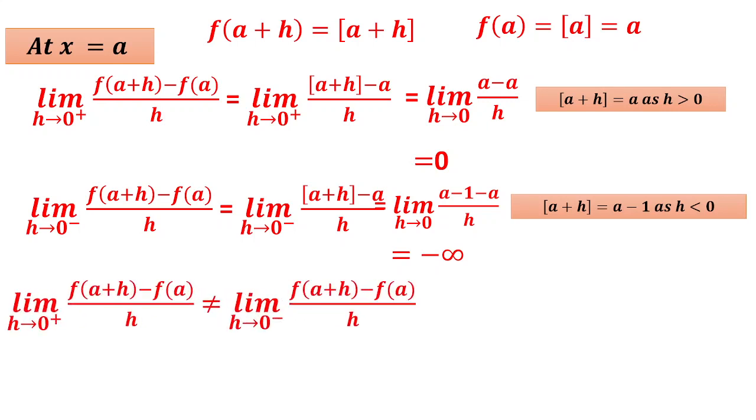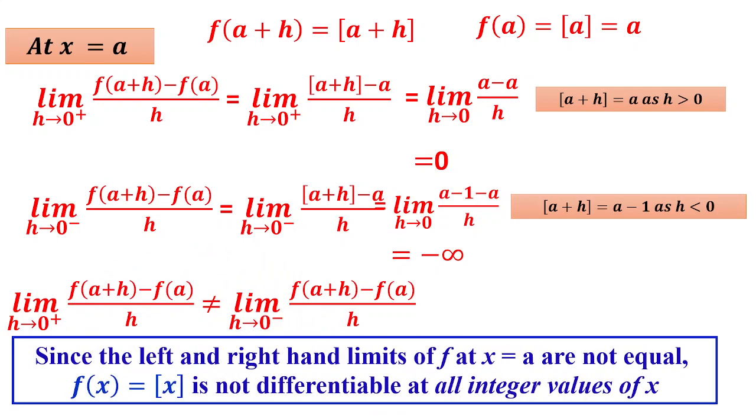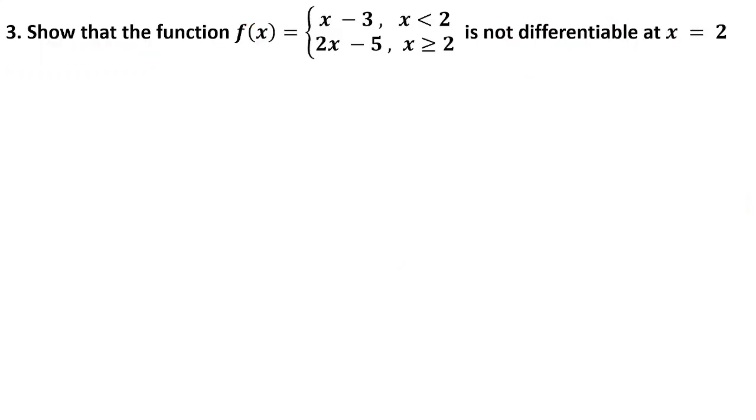Therefore, right limit is coming as 0. Left limit is coming as non-zero. Therefore, greatest integer function x is not differentiable at all integer values. Please keep it in mind that already we have proved that the greatest integer function is not continuous at all integer values. Kindly recollect. Fine. Let us go to question number 3.